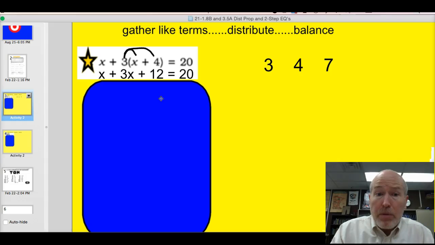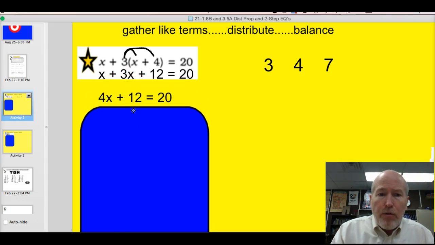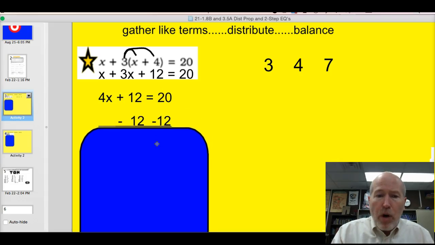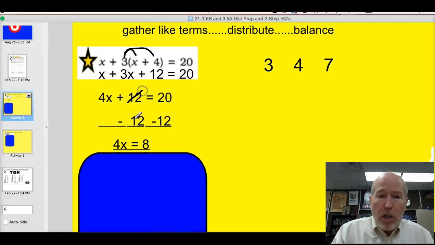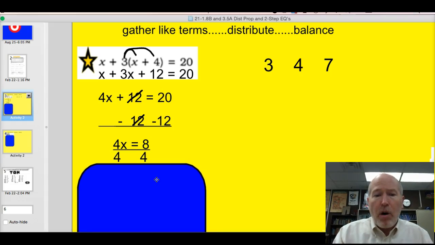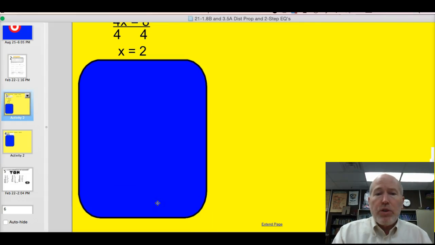Now I can gather up some things. I can gather up 1x and 3x and make that 4x plus 12. And all of a sudden, you're looking at a two-step equation, and you know how to solve those. So we'll subtract the 12, cross those out, leaving us with just 4x equals 8. We don't quite have that x isolated yet. 4x is multiplication, so we'll divide by 4, and it leaves us with x equals 2.